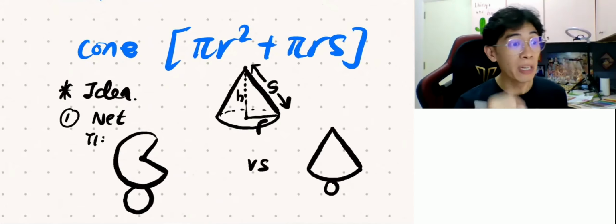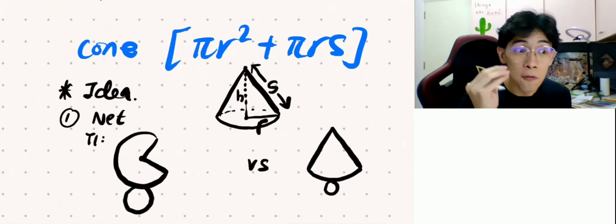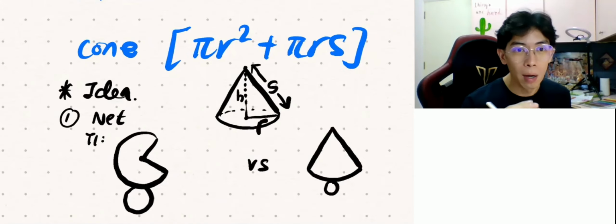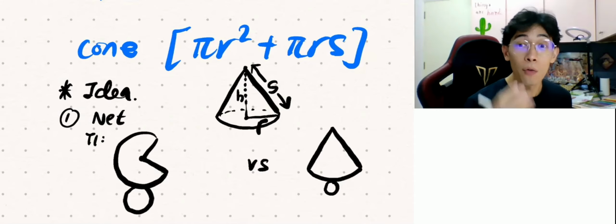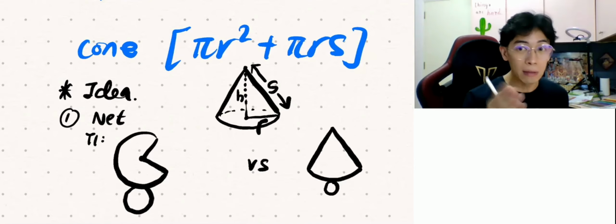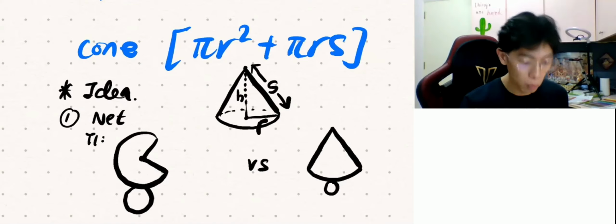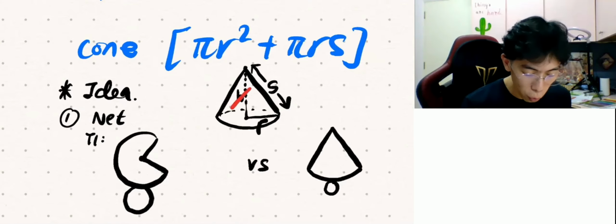Tell me which one you don't need. Come, I'll see the chat. For the volume, you need the height. For the surface area, do you need the height or the slant height? Let me tell you, you don't need the height, so I will just cancel it.